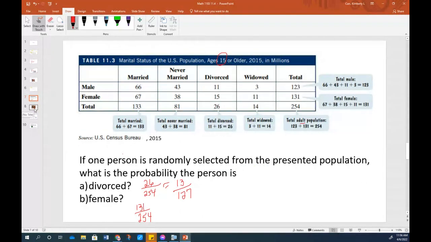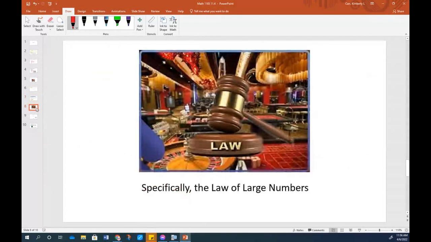Okay? Now, there's one other concept really within this, and it's called the law of large numbers. And it's not an accident that I have a casino in this picture here. The law of large numbers is why casinos make so much money.